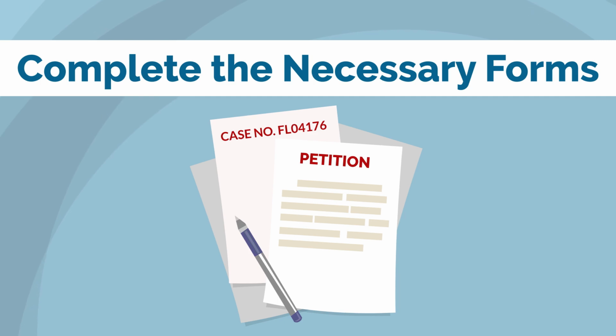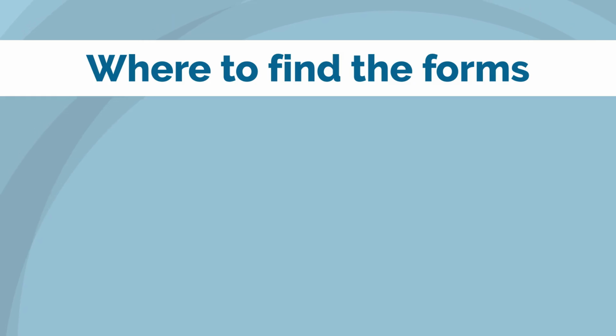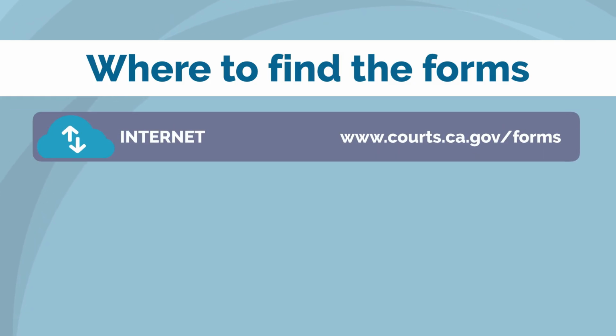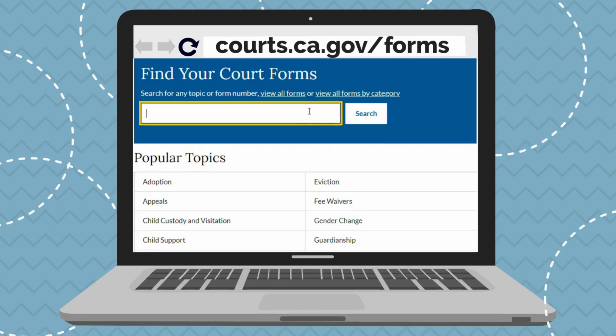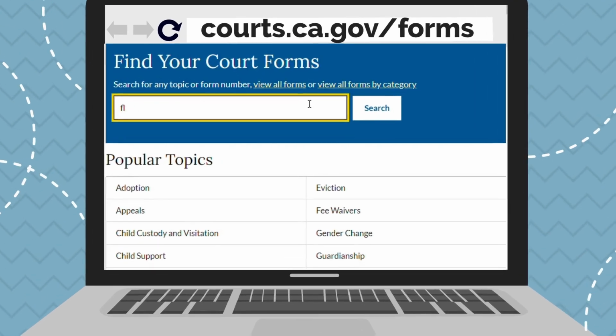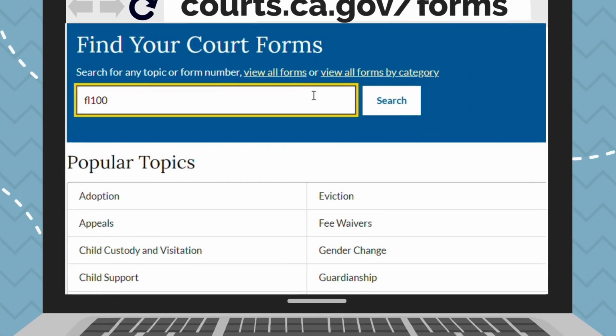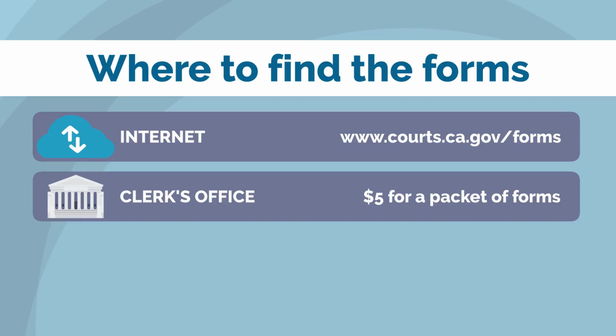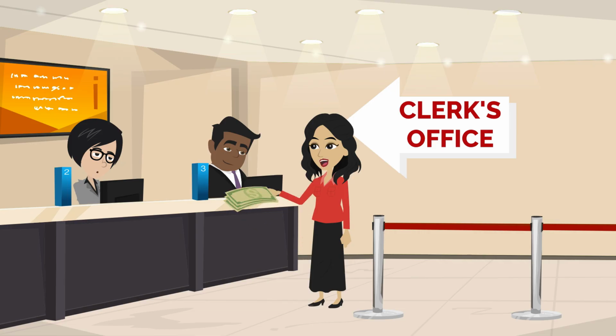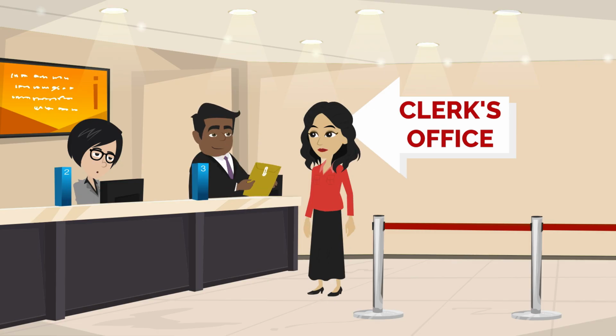Now we'll talk about completing the necessary forms for a case. The forms can be found in a few places. They are available for free online at courts.ca.gov. Once you navigate to the website, you can search for the forms by form number or form name. You can also purchase a packet of blank forms for $5 at the court clerk's office in the San Luis Obispo or Paso Robles courthouse.